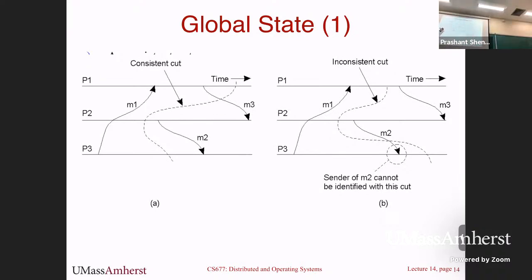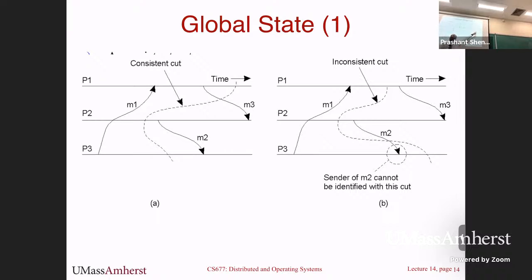Now, on the other hand, here is an inconsistent cut. You will see that the send of M2 is actually after the dotted line, and the receive is before the dotted line. The message is crossing the cut in the opposite way than this one. So you'll say, why is this inconsistent? What's the problem? Assume that you start this process P3 where that dotted line crosses it, and then P2 starts here.